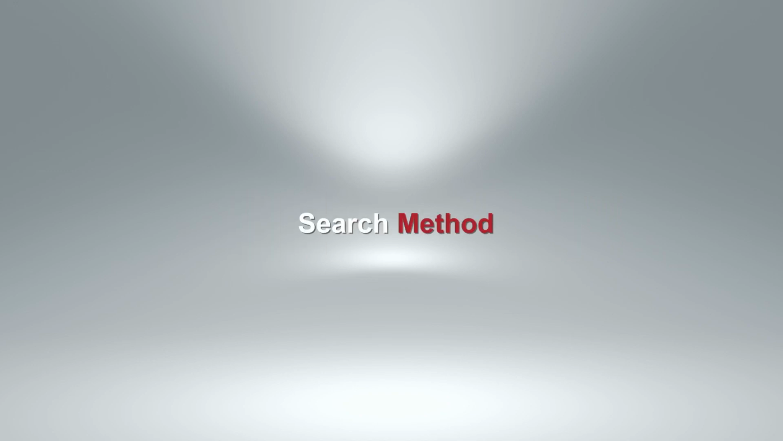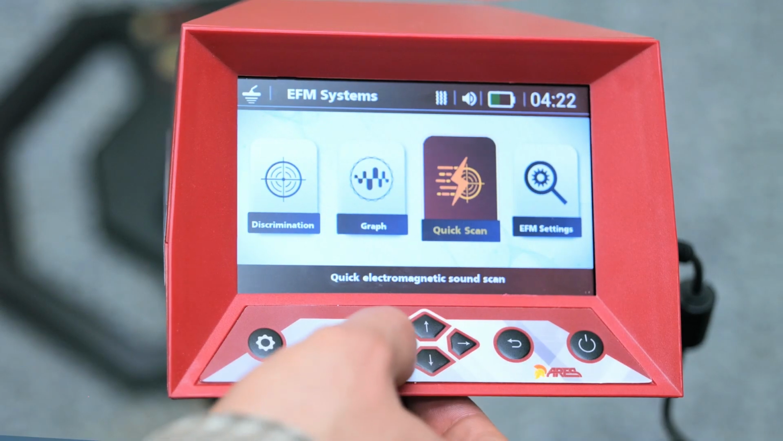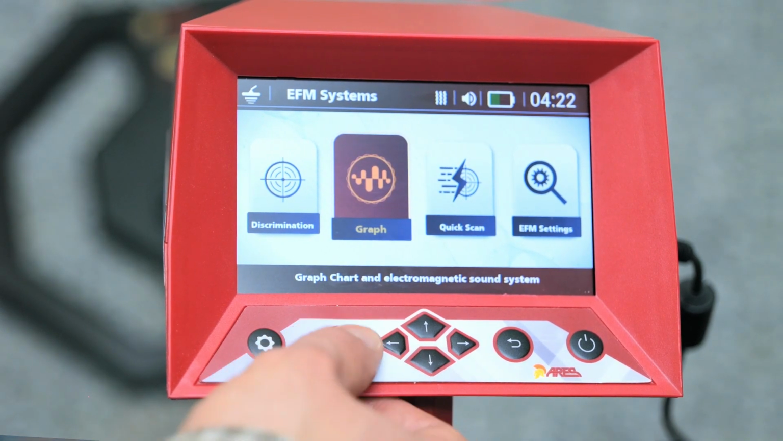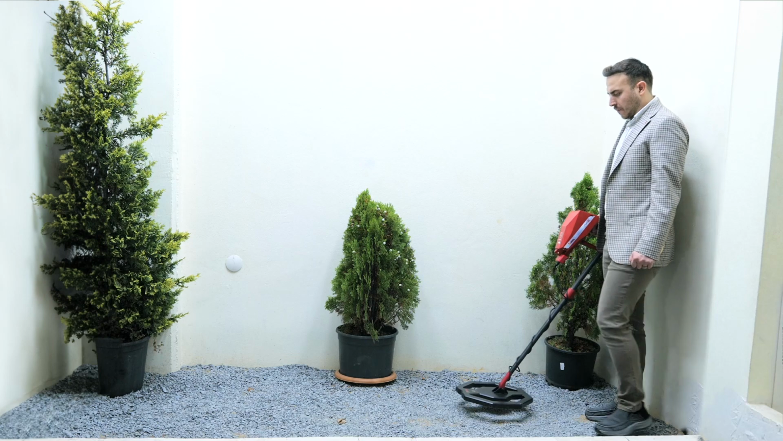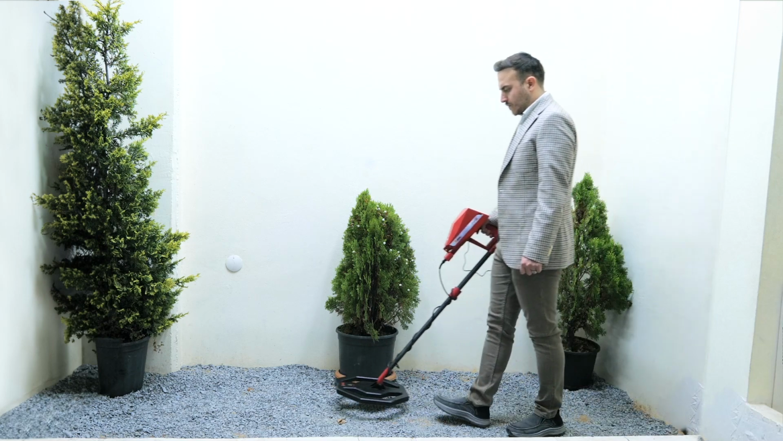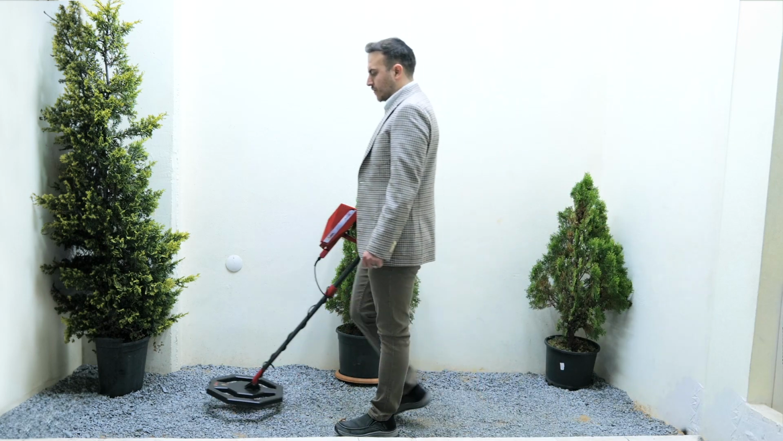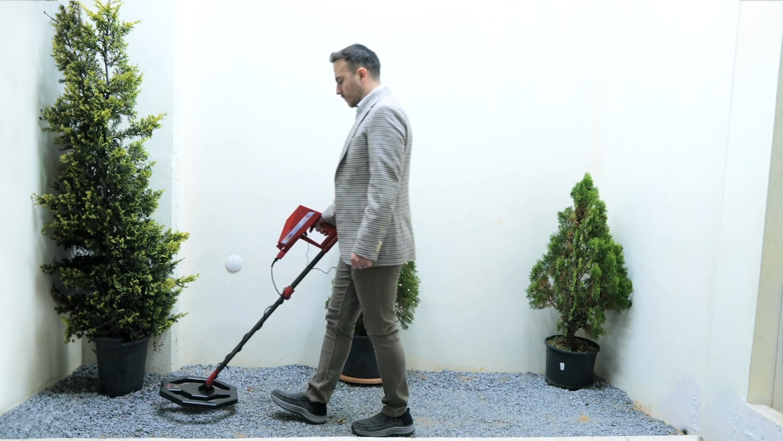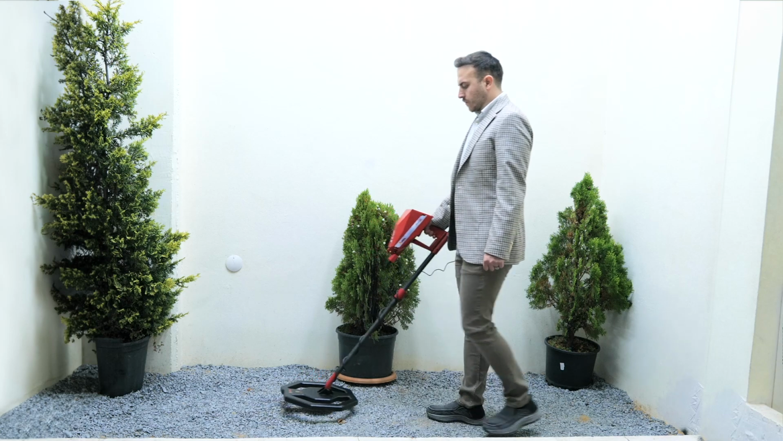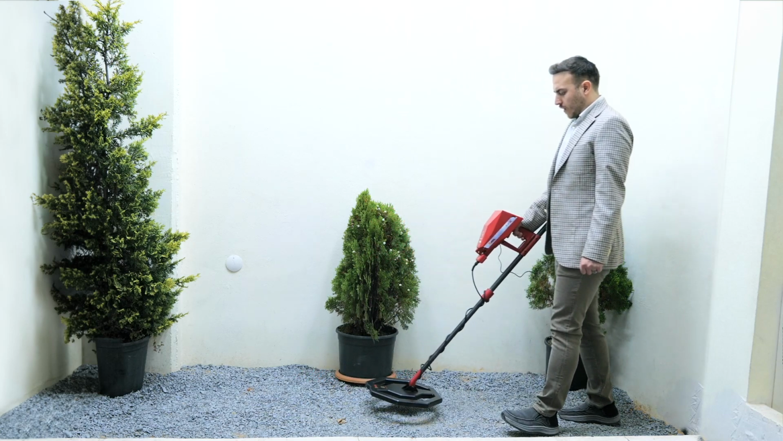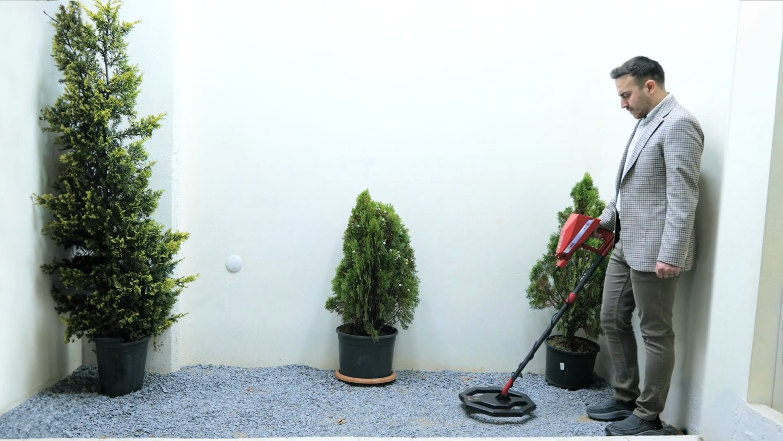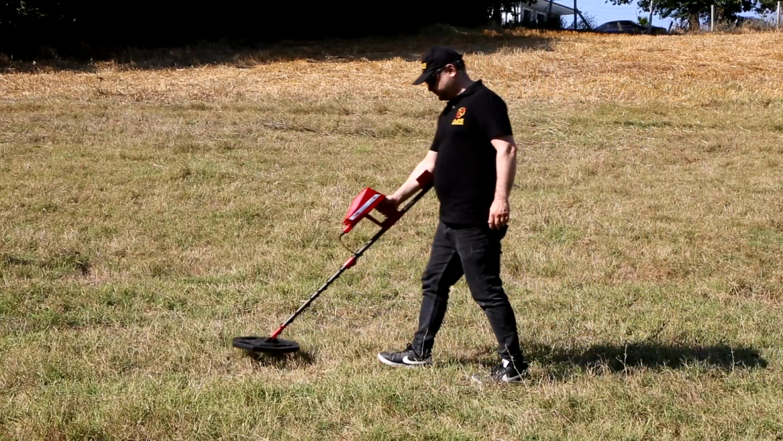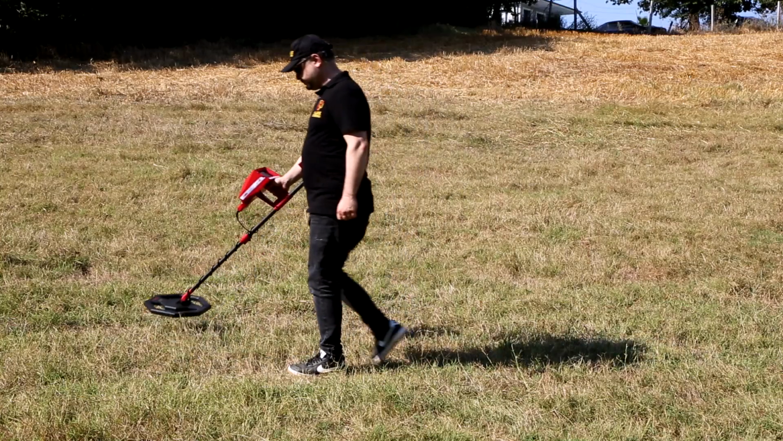Search method. Select the search system from the main menu. The interface designated for this system will appear. Walk in continuous moderate-paced steps, forward or backward, maintaining the coil height without any movement to the right or left. When a target is detected, the device gives continuous audio signals with vibration if it is activated. The signal strength, sound intensity, and vibration increase as the target is approached.